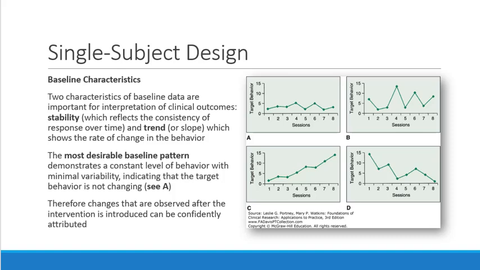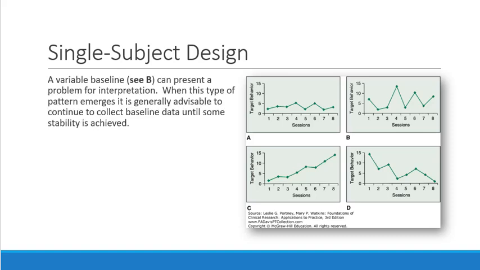Now, why is this important? Because we want to be able to determine if there is an effect to the treatment that we prescribe in this A-B type of scenario. Now, A is the most desirable baseline pattern. There's a constant level of behavior with minimal variability. So the target behavior is not changing, whatever our outcome of interest is. Because of this, changes that are observed after the intervention is introduced can be confidently attributed to that intervention.